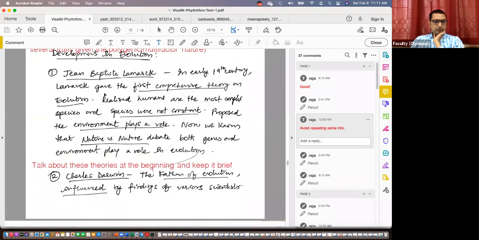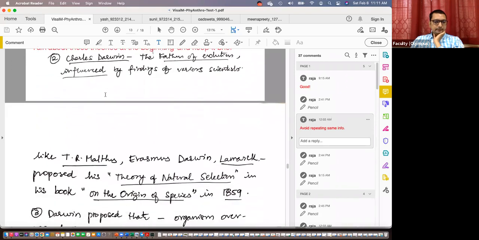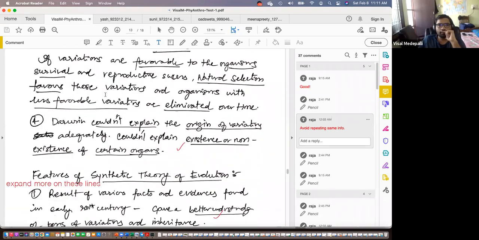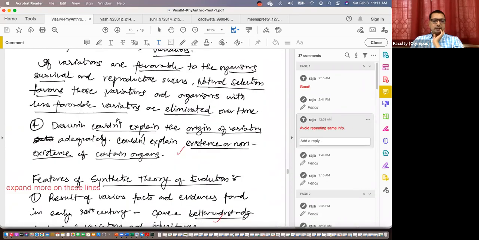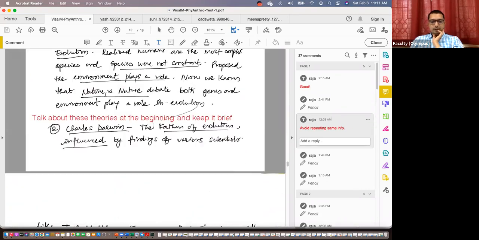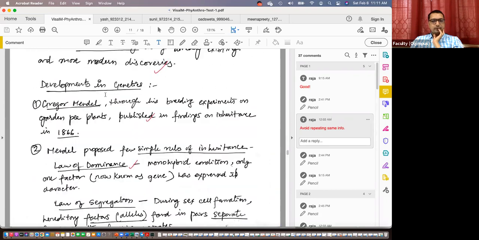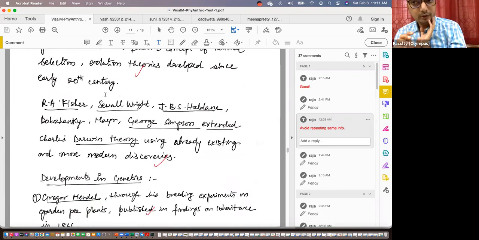I think if I'm not wrong, you've drawn an image for this in a different question. I think that diagram can be used here, how natural selection is acting on the variation. That is a useful diagram for this. If you really understood the concept, you can pick up examples from different topics. You can pick up images from different topics. That is also possible.